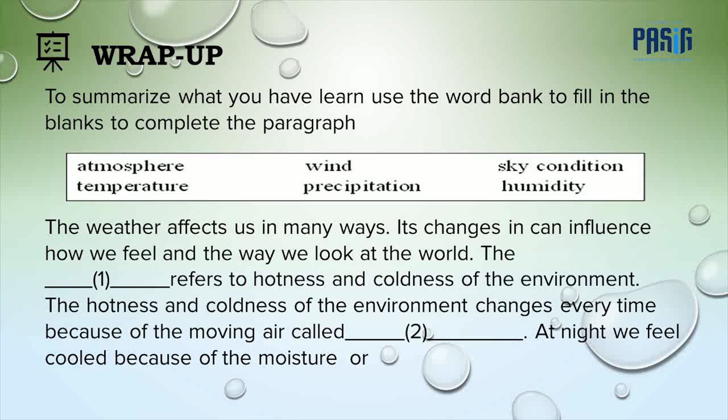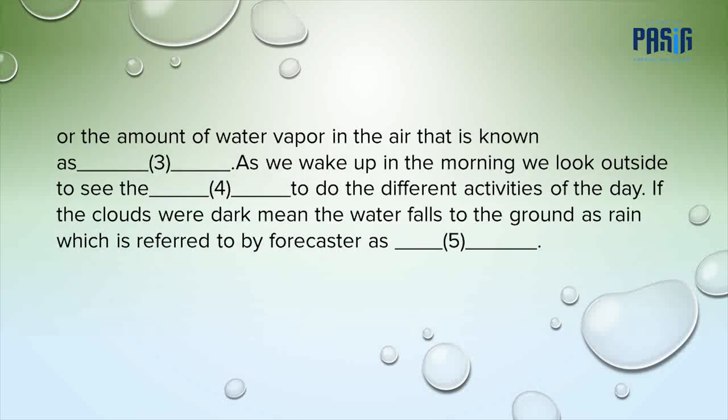The weather affects us in many ways. It changes and can influence how we feel and the way we look at the world. The blank refers to the hotness and coldness of the environment. The hotness and coldness of the environment changes every time because of the moving air called blank. At night, we feel cold because of the moisture, or the amount of water vapor in the air, that is known as blank. As we wake up in the morning, we look outside to see the blank to do the different activities of the day. If the clouds are dark, when the water falls to the ground, a rain, which is referred to by forecasters as blank.